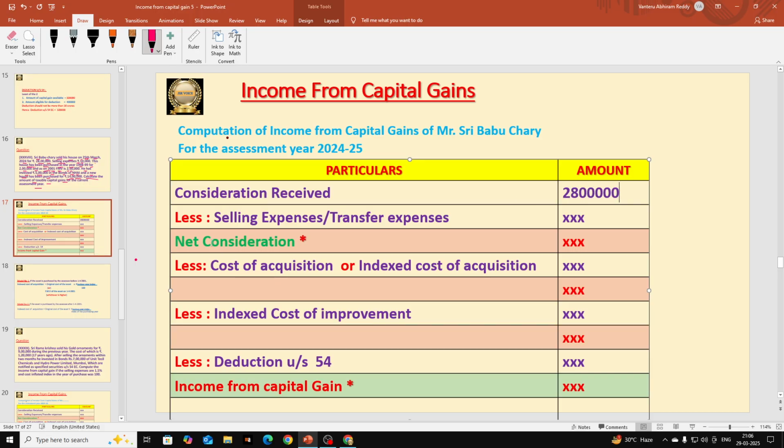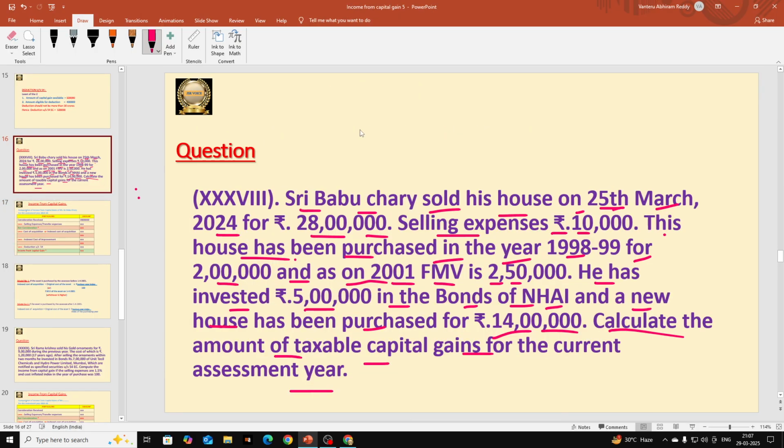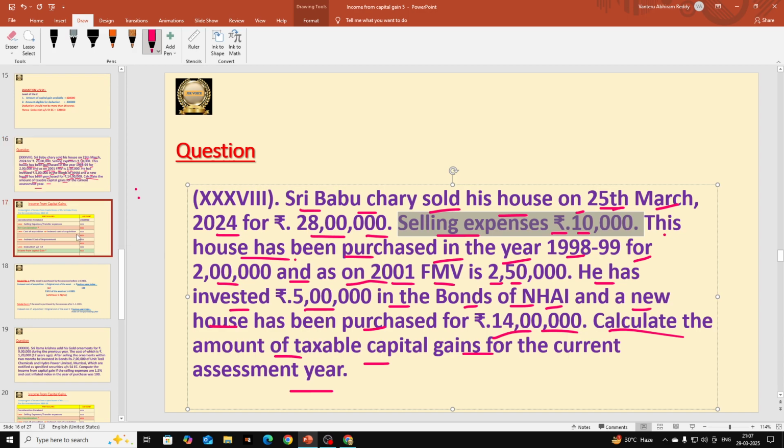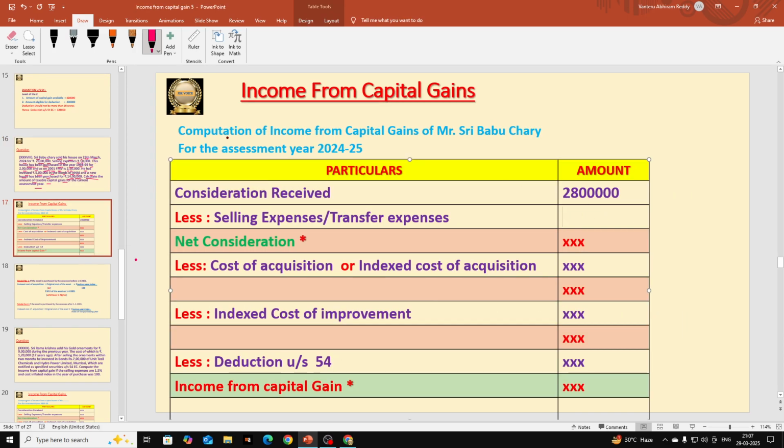Okay, and next, minus or less selling expenses or transfer expenses. Those are given in the question, students. Selling expenses 10,000. So we are going to deduct 10,000 here. If we deduct 10,000 from 28 lakhs, how much do we get? You should do the calculation. 28 lakhs minus 10,000. So here we get 27 lakhs 90,000.